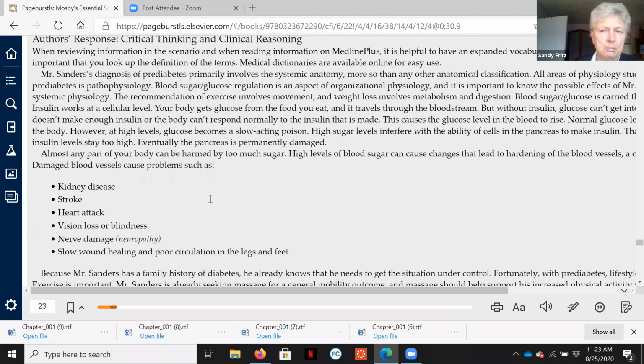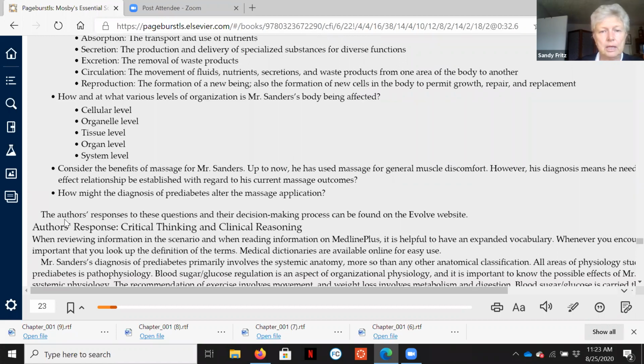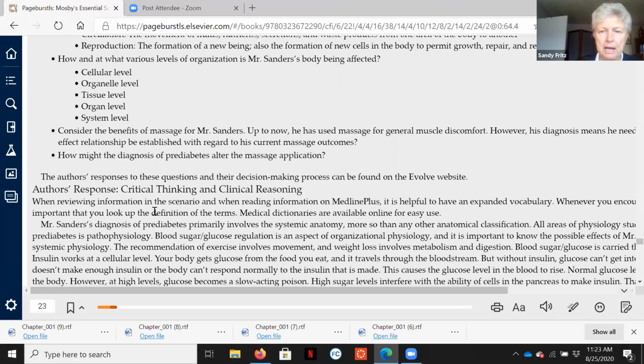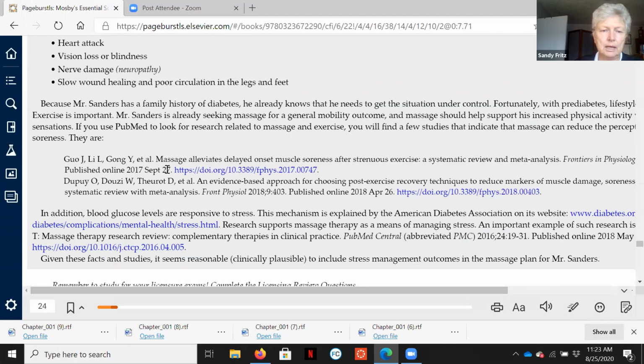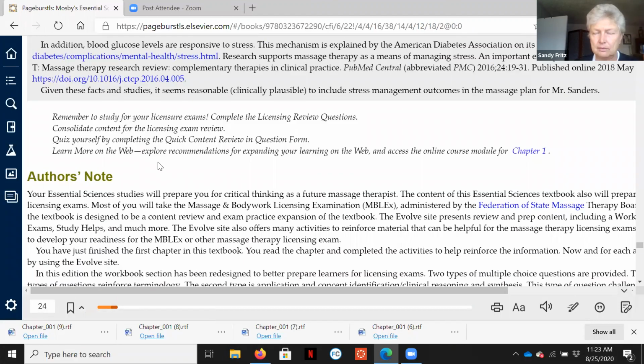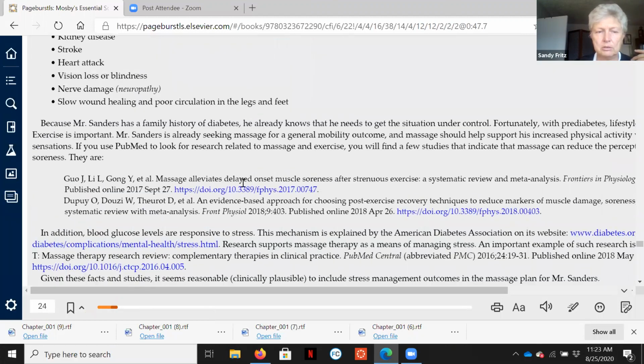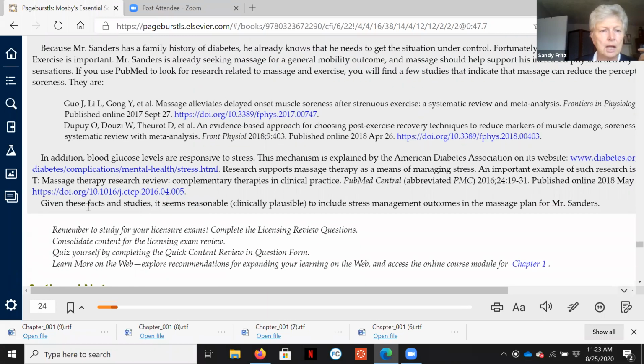So what I've done in this first chapter is actually put the author's response here, right in the chapter, and the rest of them are on the Evolve site, so that you can see the thinking process that I went through with this, and what research I used, and how I was confident in the decision that I made, and how I'm going to adapt to working with Mr. Sanders as his massage therapist. And then the final thing down here, given these facts and studies, it seems reasonable, clinically plausible, to include stress management outcomes in the massage plan for Mr. Sanders. That's over and above the general aches and pains. So his general treatment or care plan would be changed.